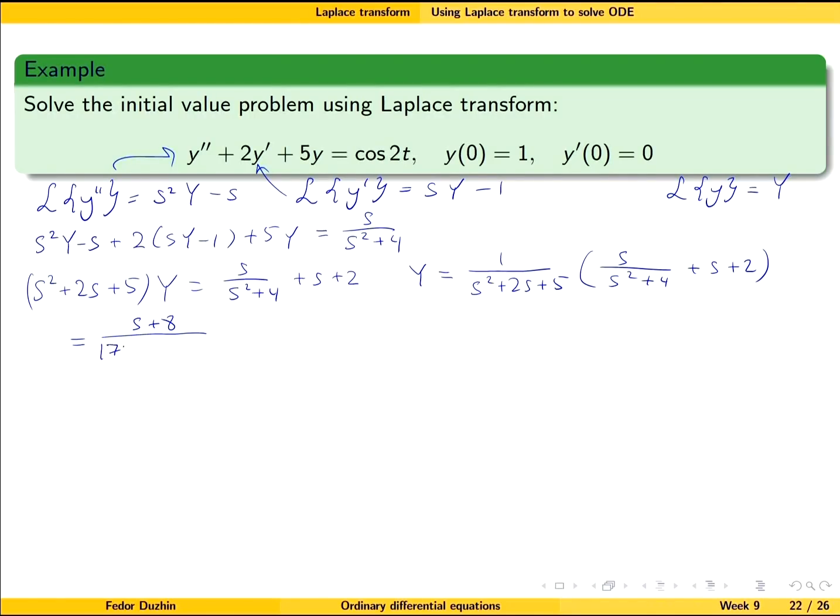So it is (s plus 8) over 17 times (s squared plus 4), plus 8 over 17 times (2s plus 3) over (s squared plus 2s plus 5). Okay, so these are the partial fractions. Now, the next step is to apply the inverse Laplace transform to this.